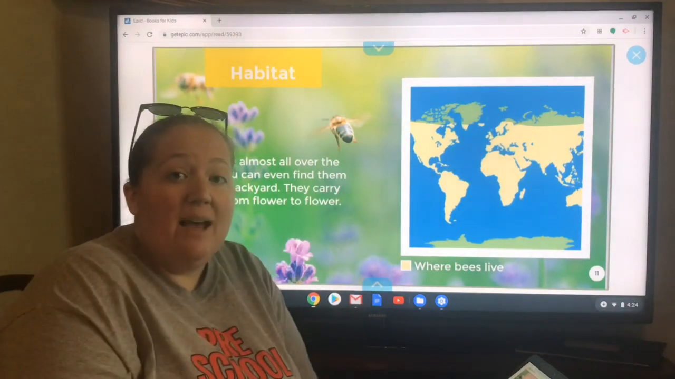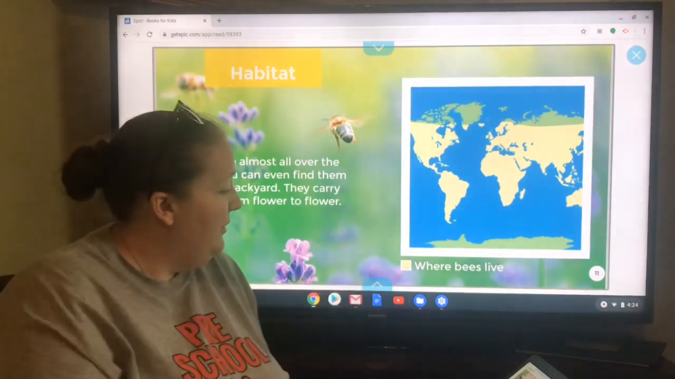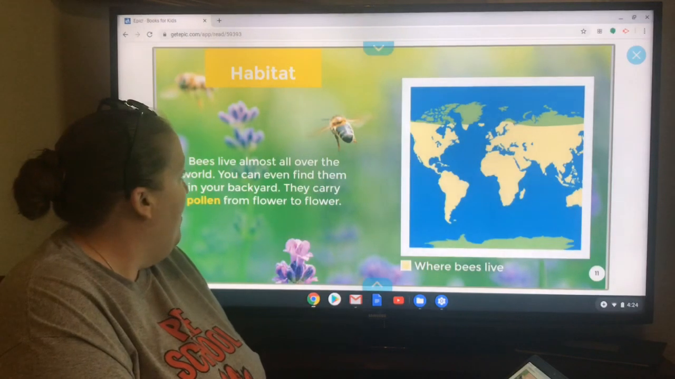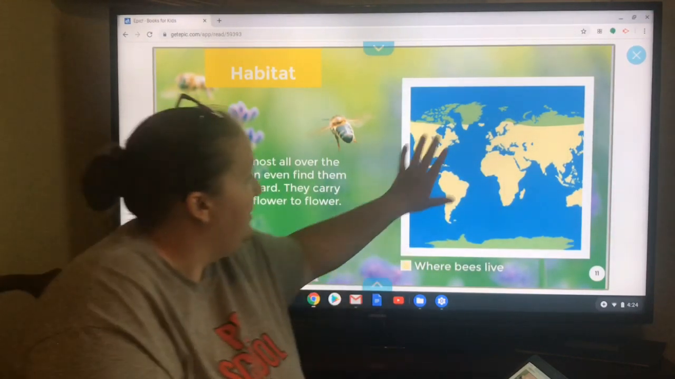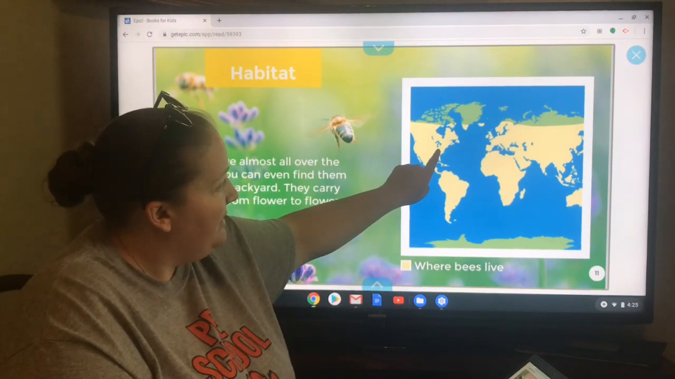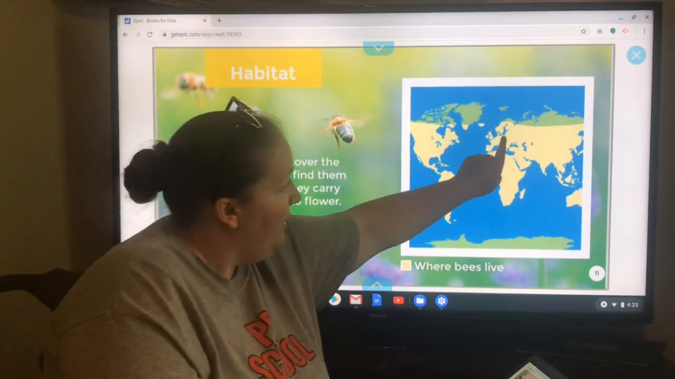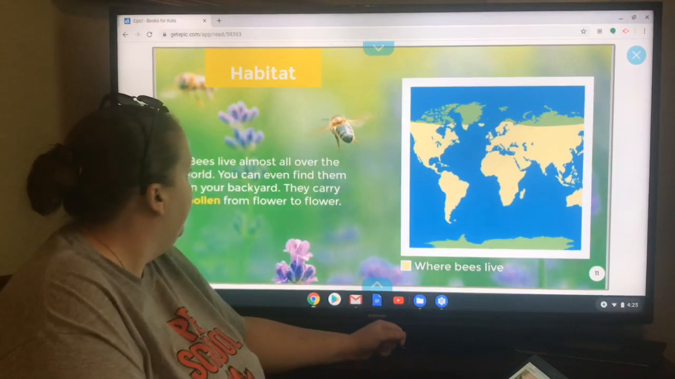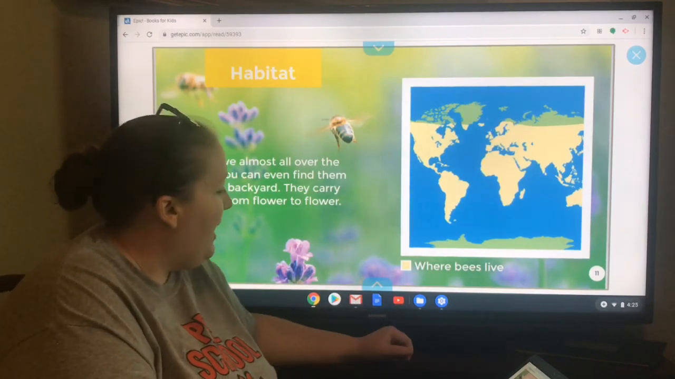Habitat. So habitat means where do bees live? Bees live almost all over the world. So you see this map right here. We're right here in the United States. So bees live there, but they also live in all those other places. You can even find them in your backyard.